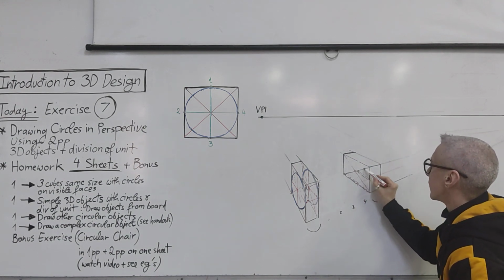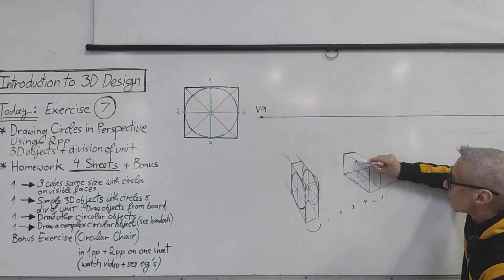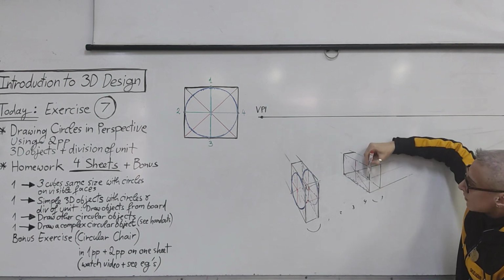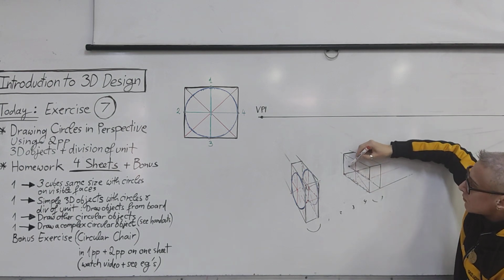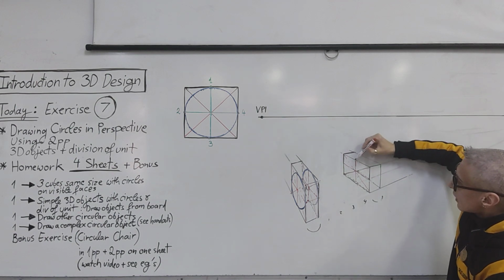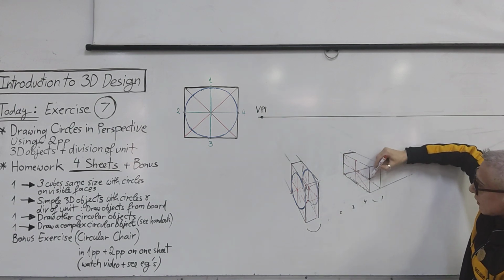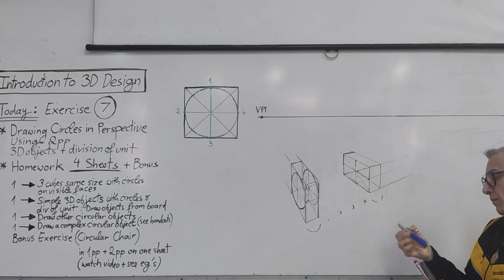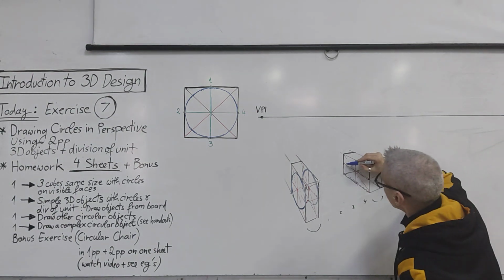Diagonal, diagonal, a line passing through the center, down, straight. Then from here the line goes to the vanishing point. 1, 2, 3, 4 points. And we draw the circle.